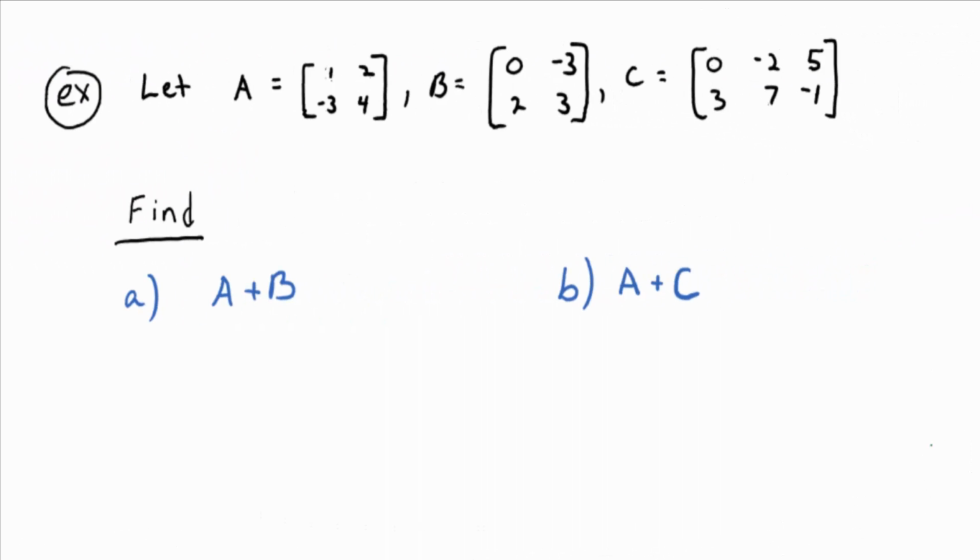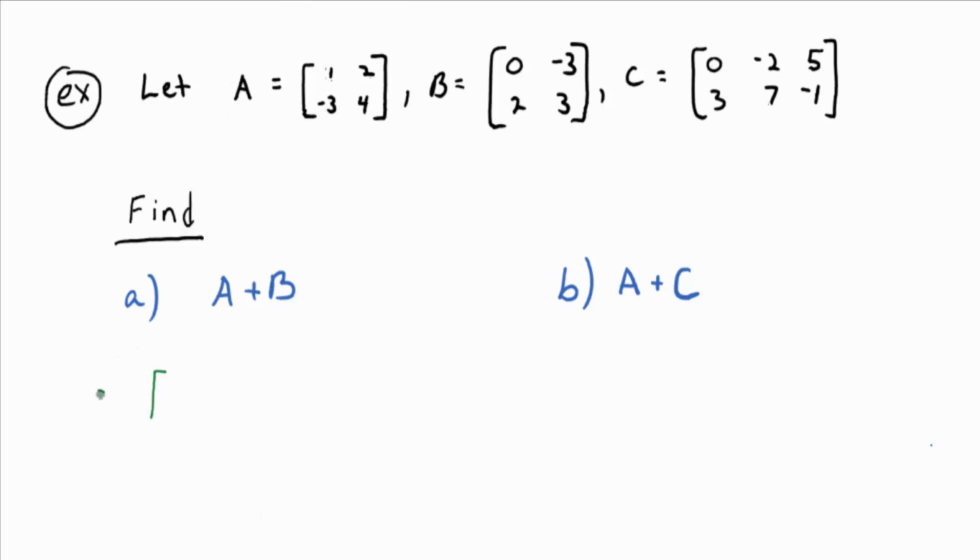In the last few hundred years, this notation has been invented. It's not like thousands of years old. And somebody had to invent, what's a way that makes sense to add matrices together? So we have three matrices here in this example. A is 1, 2, negative 3, 4. B is 0, negative 3, 2, 3. C is 0, negative 2, 5, 3, 7, negative 1. If you're inventing this, how would you add A and B together? What would be a way that makes sense? What's really the only way that makes sense? Add corresponding entries. And that's exactly what we're going to do. So it shouldn't be a big surprise.